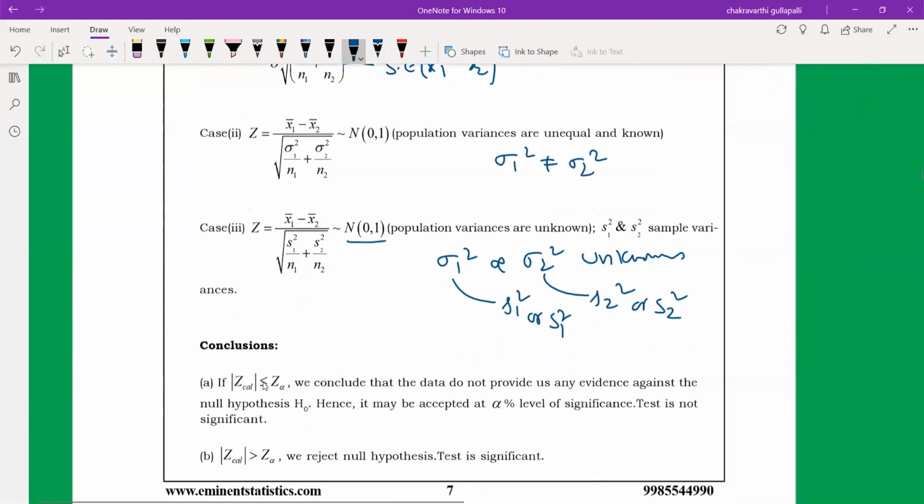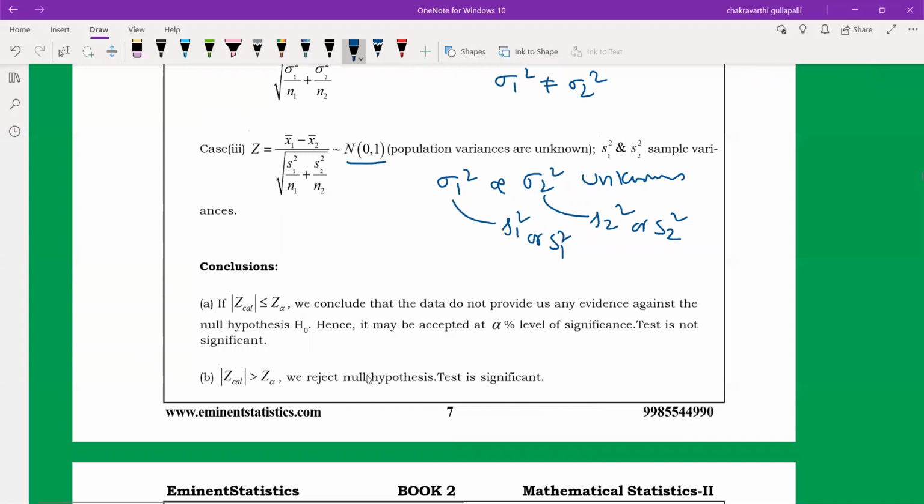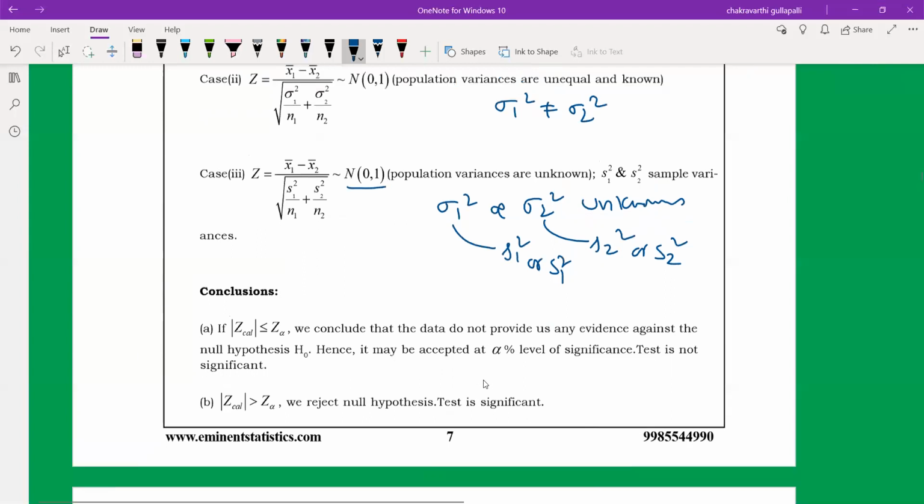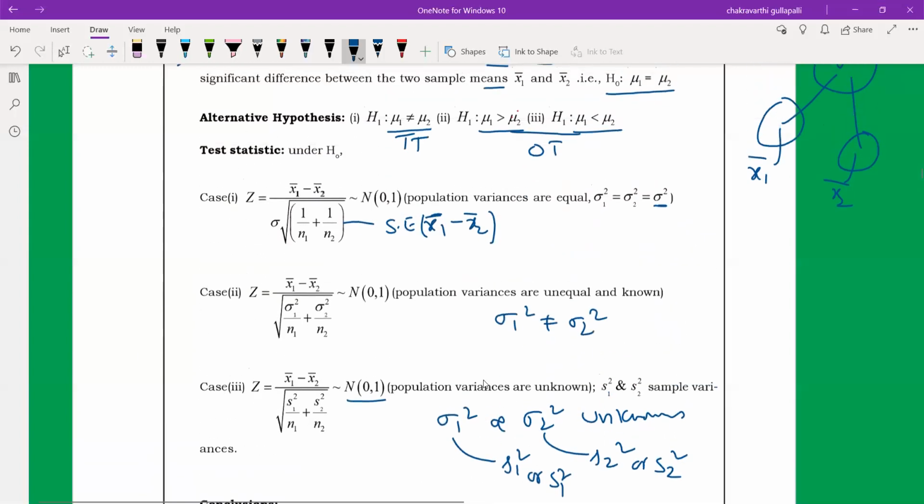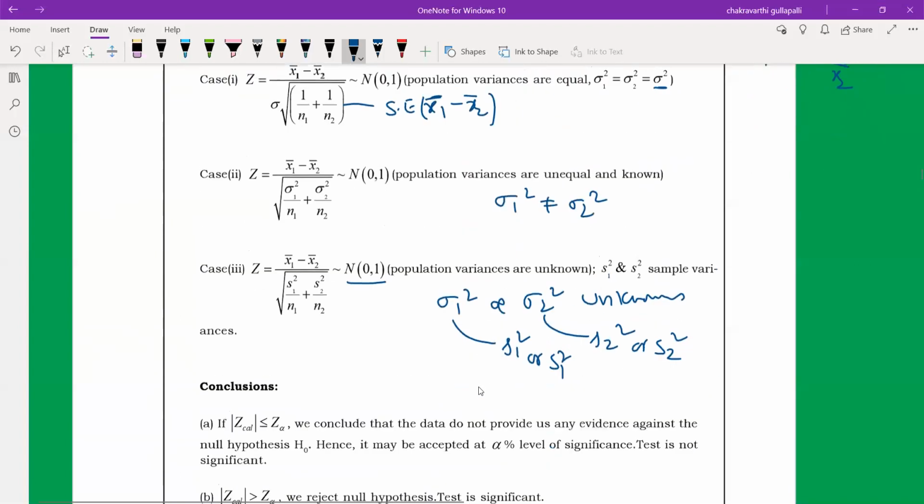Conclusion: if modulus Z calculated is less than or equal to the Z table value at alpha percent level of significance, we accept H0. The corresponding test is not significant. If modulus Z calculated is greater than the Z table value, we reject the null hypothesis. The test is significant. This is a very, very important comment. Using these test statistics, we have to decide which one is suitable for our problem, use the corresponding test statistic, and write the comments on our H0 and H1.